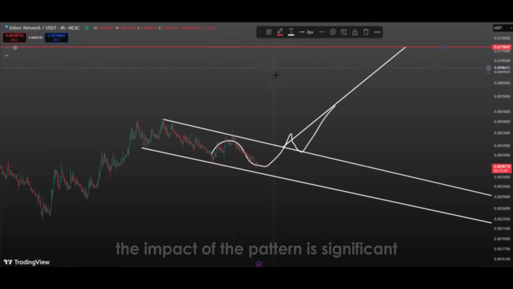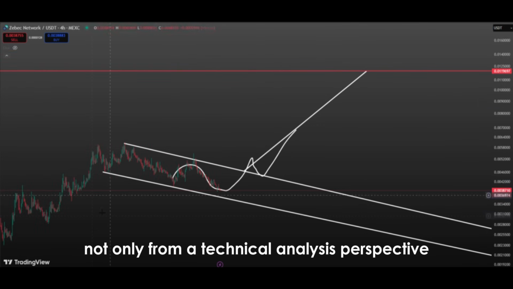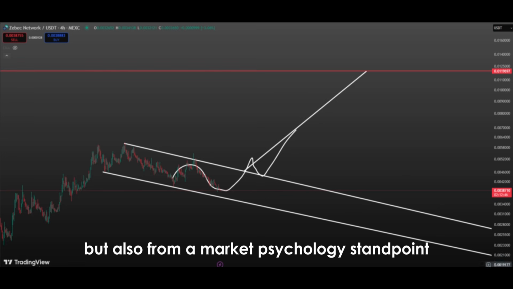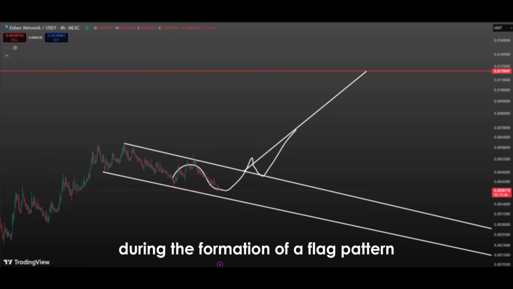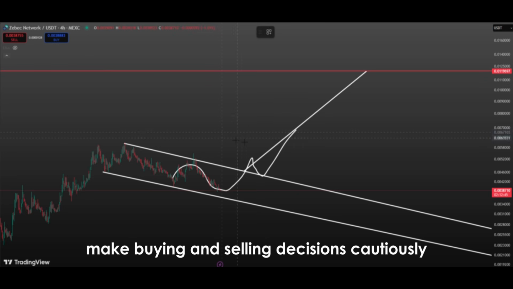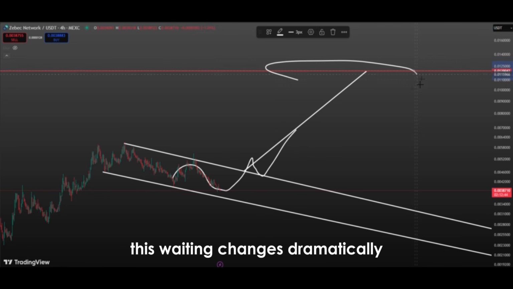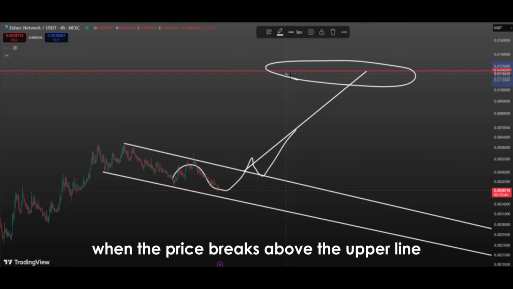investor interest. The impact of the pattern is significant not only from a technical analysis perspective, but also from a market psychology standpoint. During the formation of a flag pattern, investors typically maintain their positions, make buying and selling decisions cautiously, and the market waits at a certain equilibrium point. This waiting changes dramatically when the price breaks above the upper line.